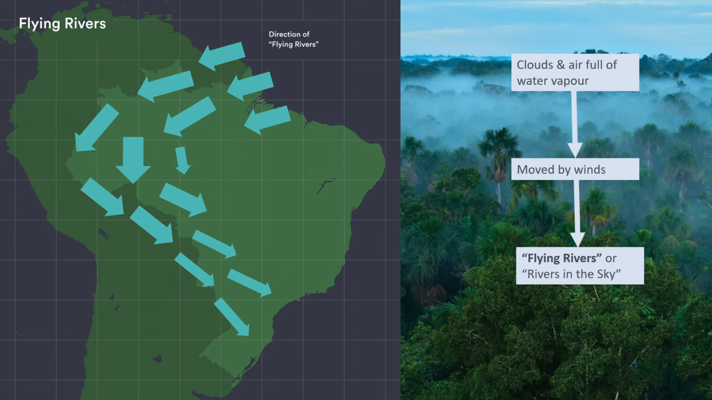So flying rivers are really significant, and if we look at what they can hold in terms of water, there's more water held in these flying rivers above the Amazon than there is in the Amazon River itself. So that's a really significant thing to think about, especially when we come on to talk about deforestation rates and how that might alter things like the flying river.